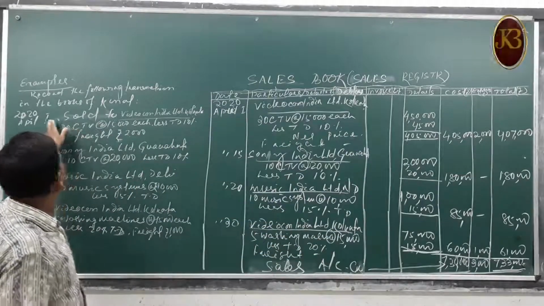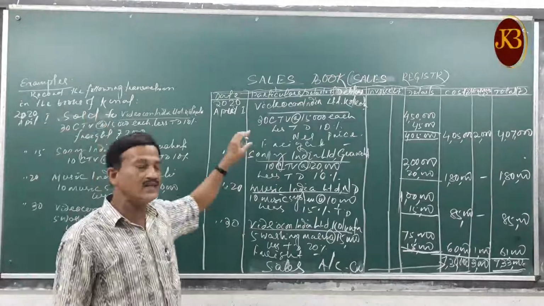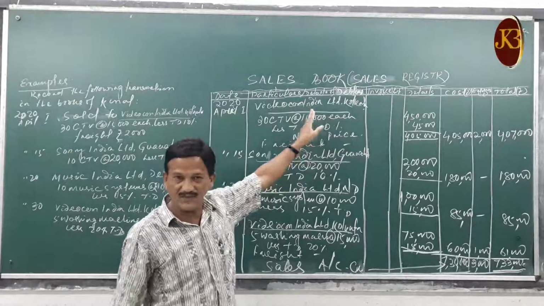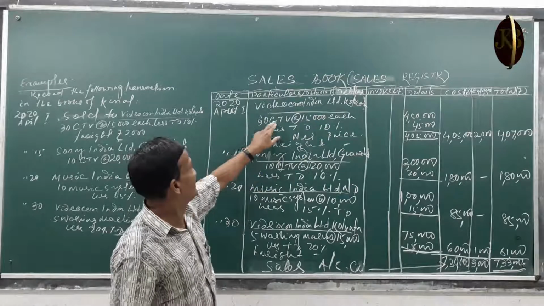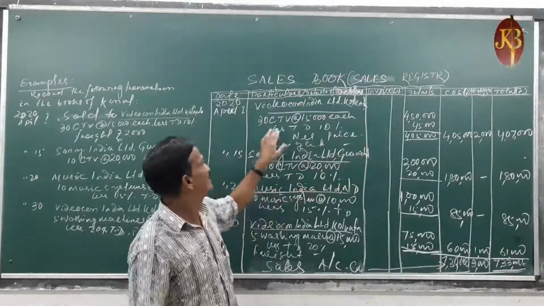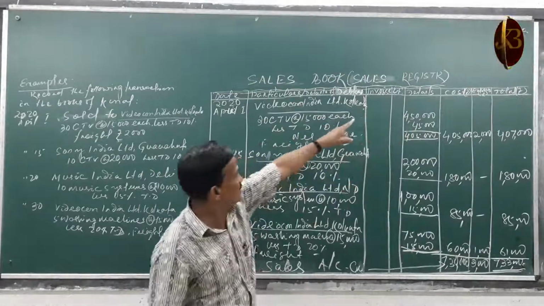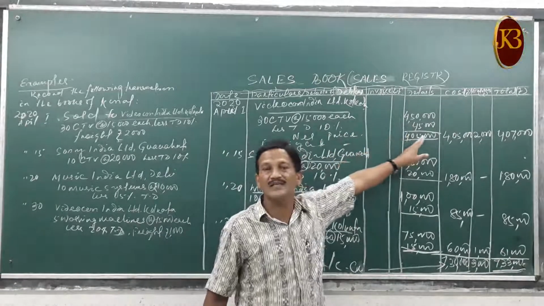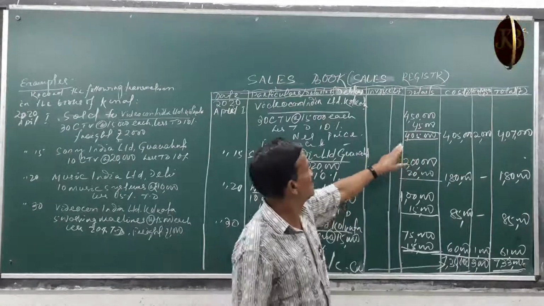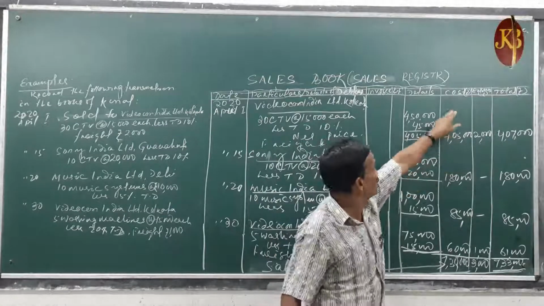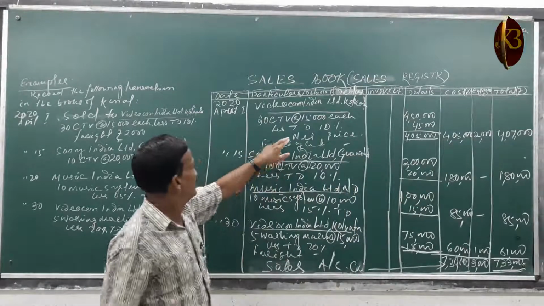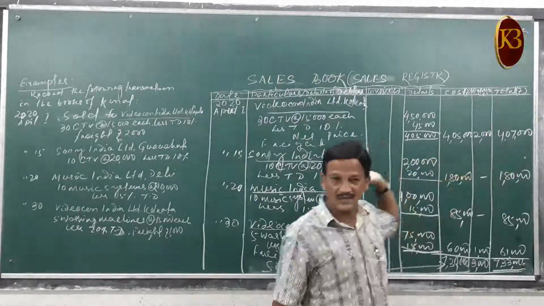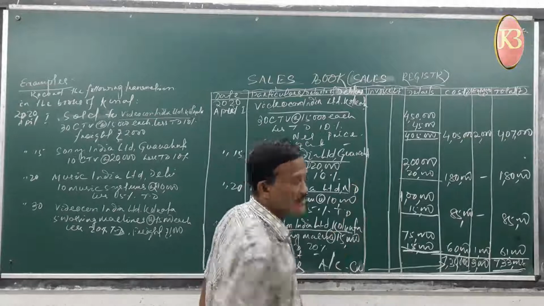You can see here April 1st, 2020, sold to Videocon India Limited, Kolkata. That is the name of the debtor to whom you had sold. Then 30 color televisions, 15,000 each, so total is 4,50,000. That is the details column. Then less trade discount 10%, that is 45,000. So 4,05,000 is the net price shown in the cost column. Then the freight charges, that is 2,000. So total 4,07,000 is the amount receivable.